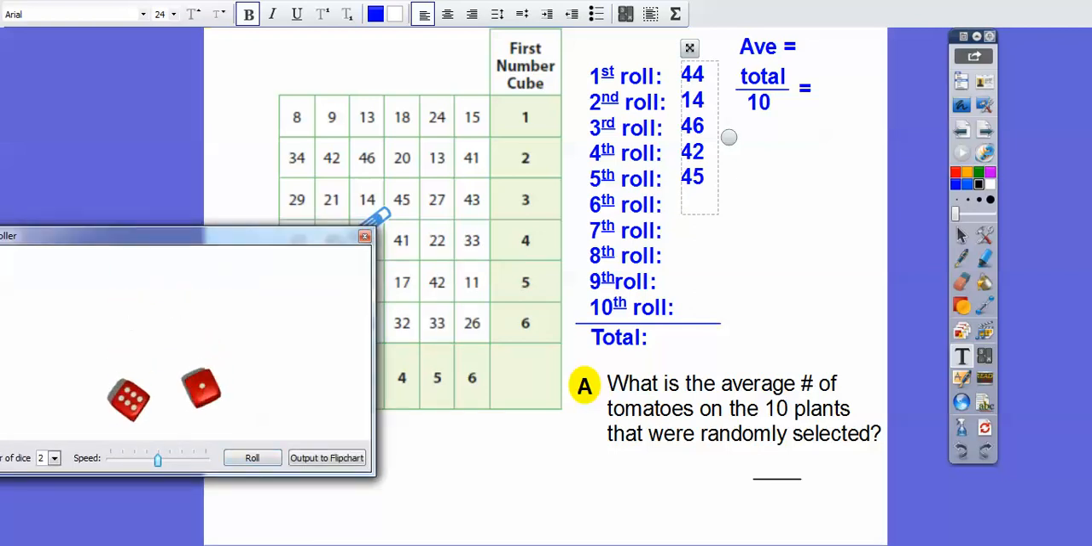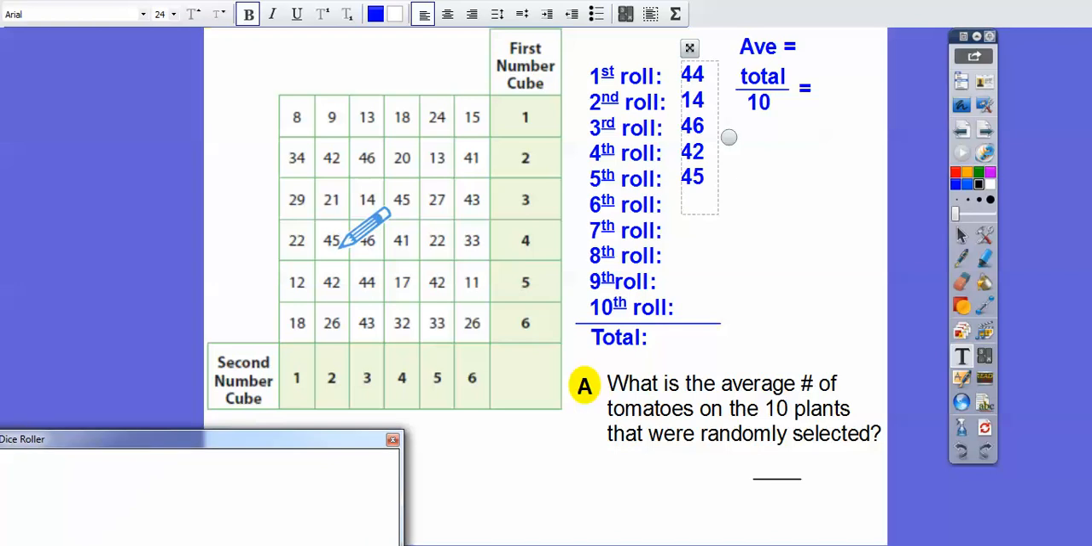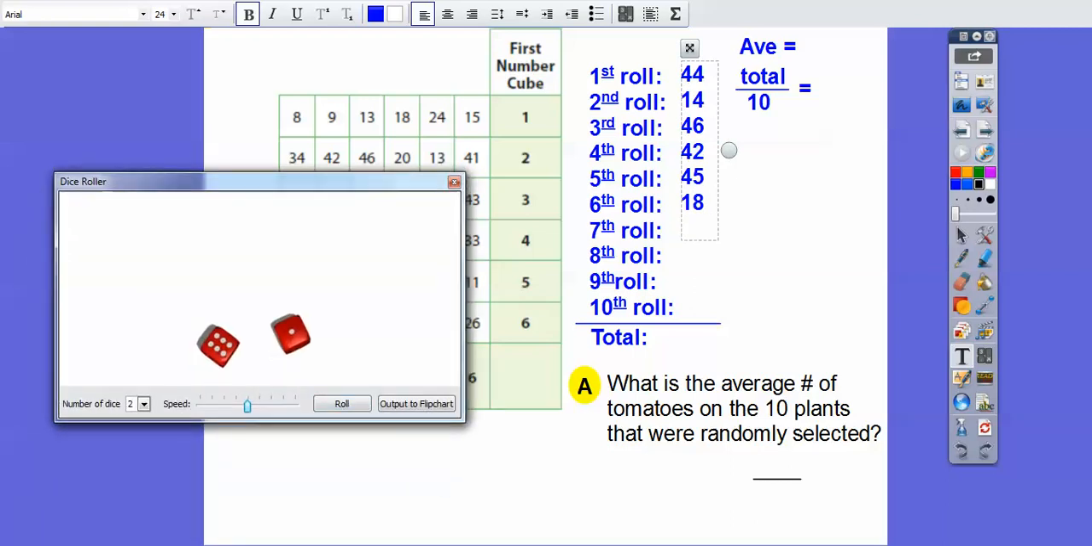Let's see, 6 and 1. That one's easy to see. That's 18, so I'm going to plug in 18. Okay, let's do the next roll here. So 1 and 1, I can see that's an 8 up there, so I'm going to put 08 just for the spacing right there.